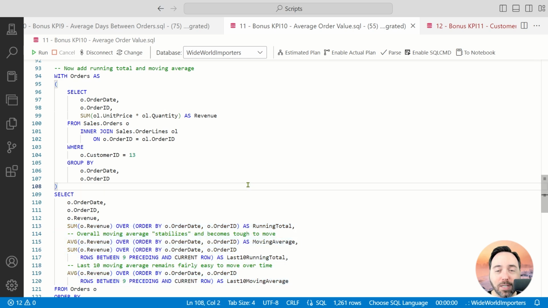The first one gives us a running total. The idea here is that we want to sum up the revenue across each order that has already happened, so we order the window function by order date and order ID. By default, with sum and an order by clause, there is a hidden additional frame criterion, specifying that we want the range between the first order in our set and the current row.